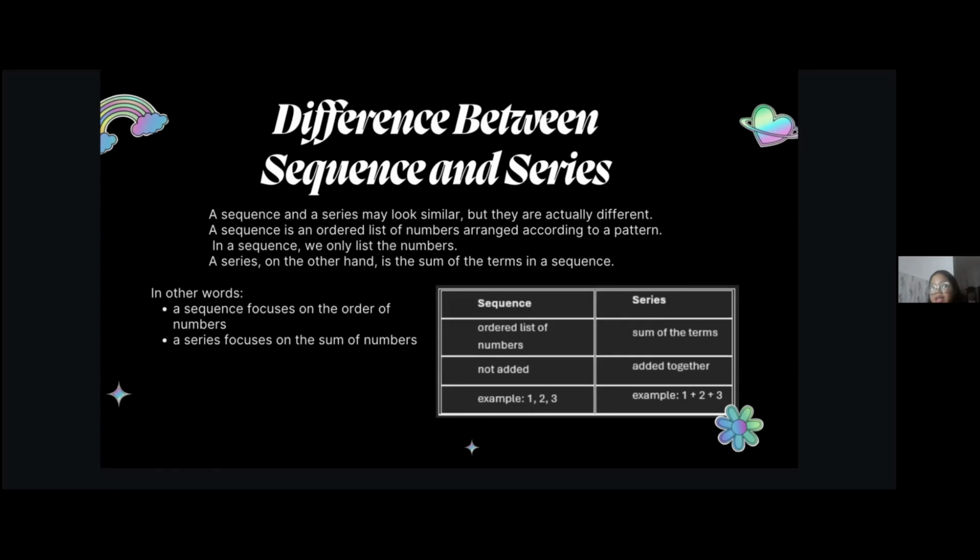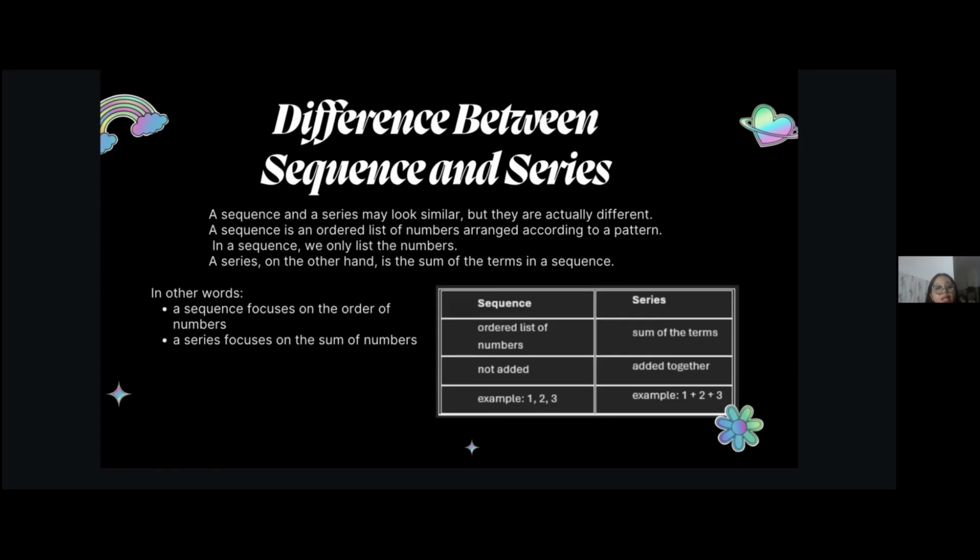And look at the table. We can also see the difference in this table. A sequence is an ordered list of numbers, while a series is the sum of numbers, the sum of terms. And so now we clearly understand the difference between a sequence and a series.